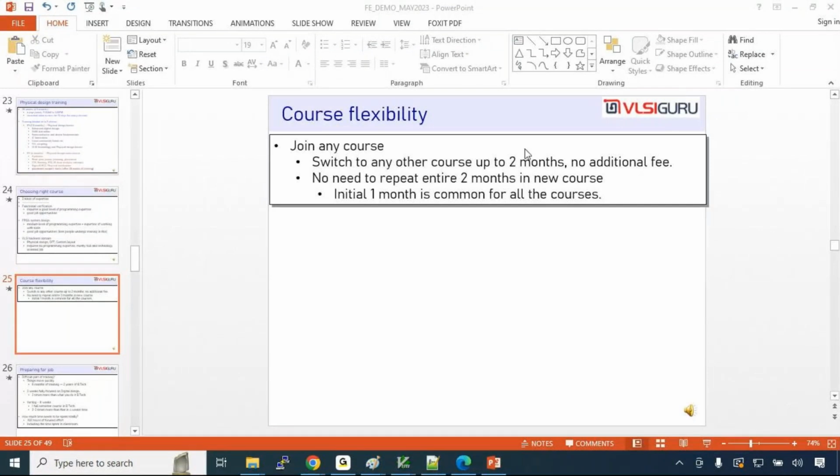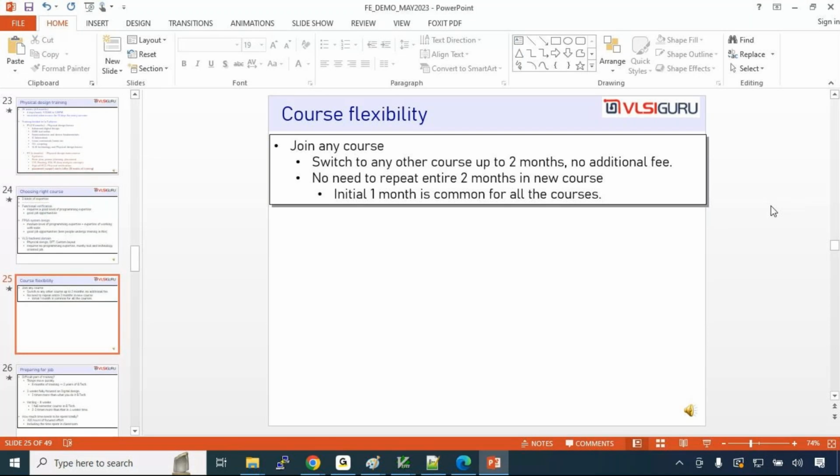Now the initial 1 month is common for everyone. In the initial 1 month you learn digital design, Linux commands, GVim, so that's common. If you switch after 2 months, you don't actually lose that month, you'll be joining the next batch and continue after 1 month of that batch.